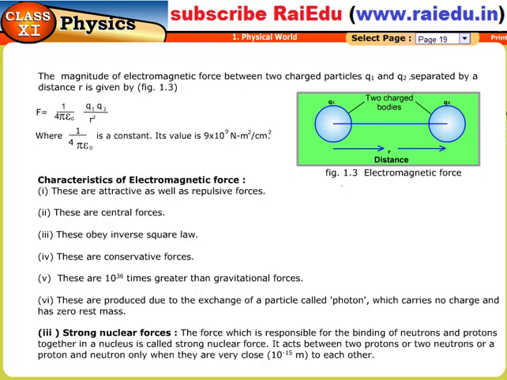Strong nuclear forces. The force which is responsible for the binding of neutrons and protons together in a nucleus is called strong nuclear force. It acts between two protons or two neutrons or a proton and neutron only when they are very close, 10 raised to the power minus 15 meter to each other.